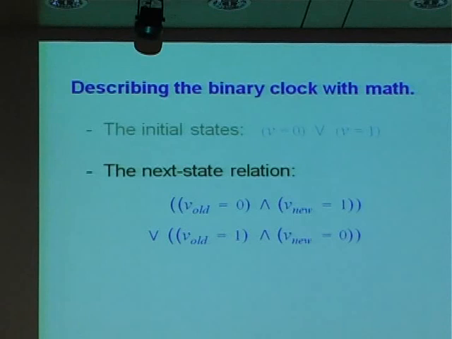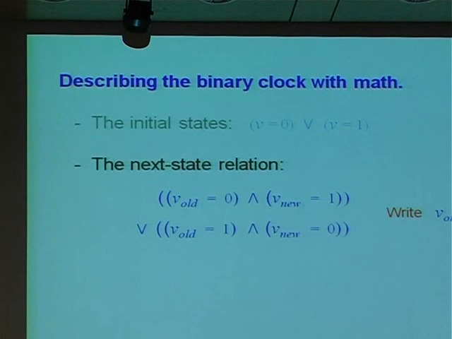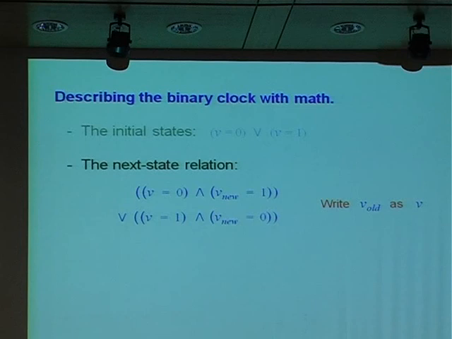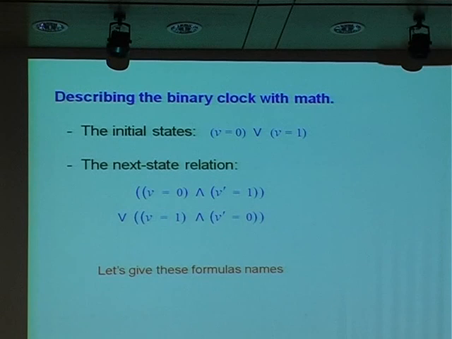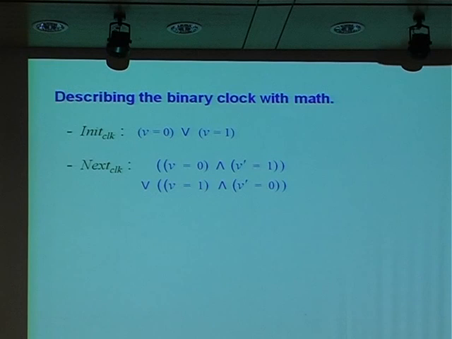Now, those subscripts get to be a nuisance to write. So instead of V old, I'm just going to write V. And instead of V new, I'm just going to write V prime. Nothing magic there. When I'm writing a next state relation, the unprimed variable means the old state, the primed variable means the new state. And let's give these formulas names. I'll call init sub clock the initial predicate for the clock, and next sub clock the next state relation for the clock.